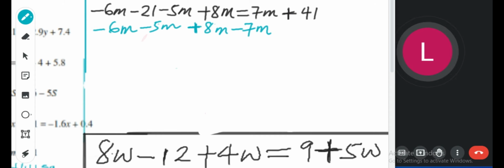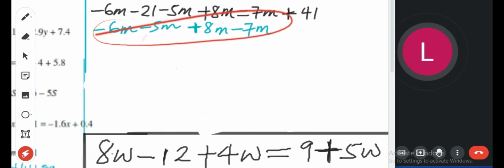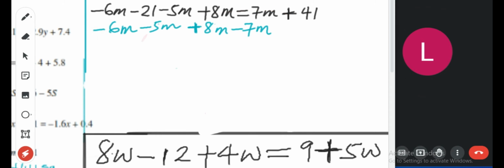All the m's have been collected. We have ended up collecting like terms in m. Minus 6m, minus 5m, plus 8m, all were on the left hand side, and they are still on the left hand side, so their signs are still the same, minus, minus, and plus. Then together with this 7m that was on the right, it's a plus, it crossed over and became a minus. So all the m's have been collected, we write equal to.